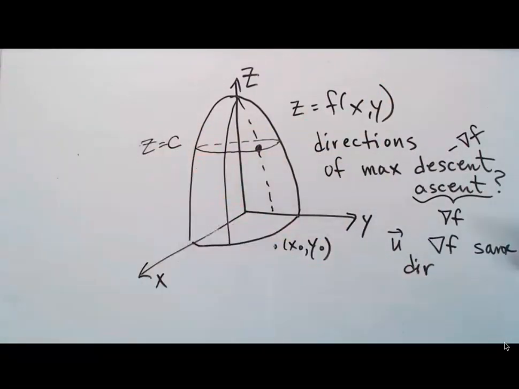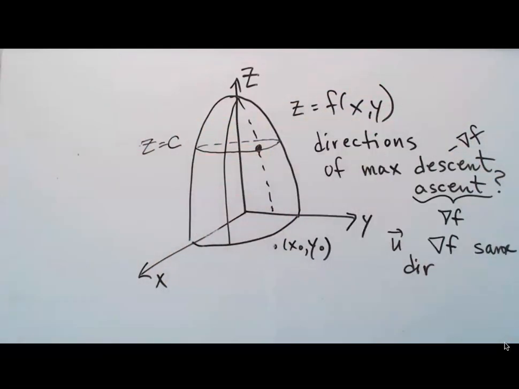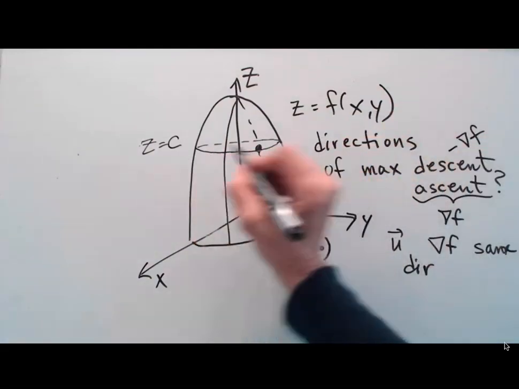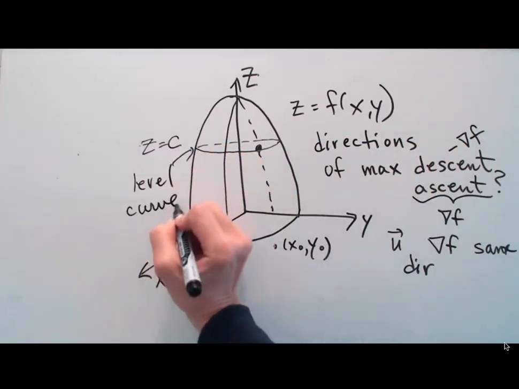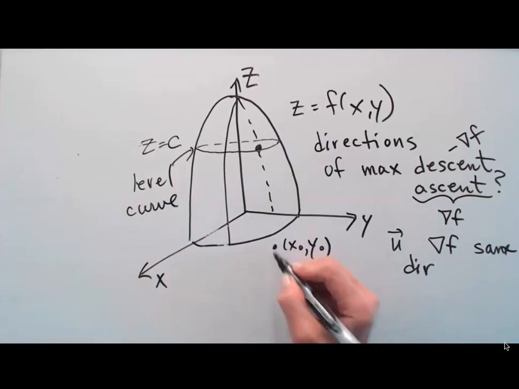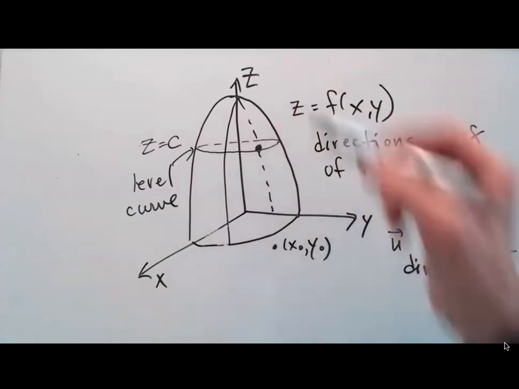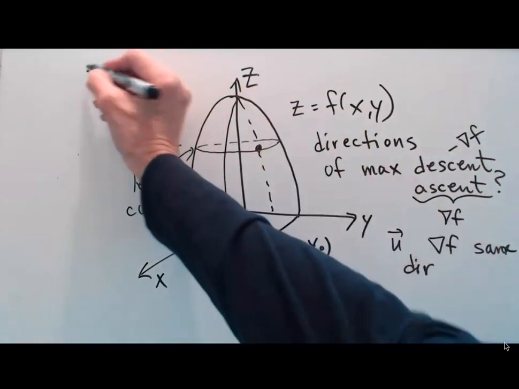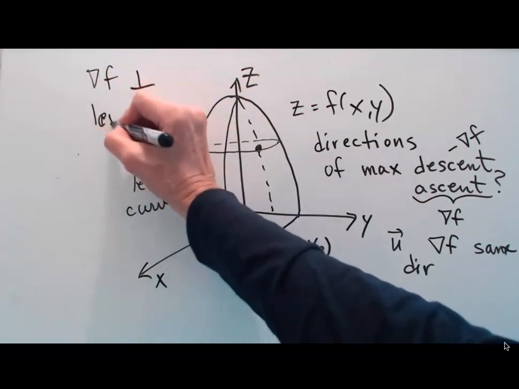with a plane where z is a constant, then what do we get? Well, in this case, it looks like we get a circle or an ellipse, depending on what the equation of that surface is. And this is called a level curve, and it is an important fact that at any point the gradient vector is always perpendicular to level curves. So the gradient vector is perpendicular to level curves.